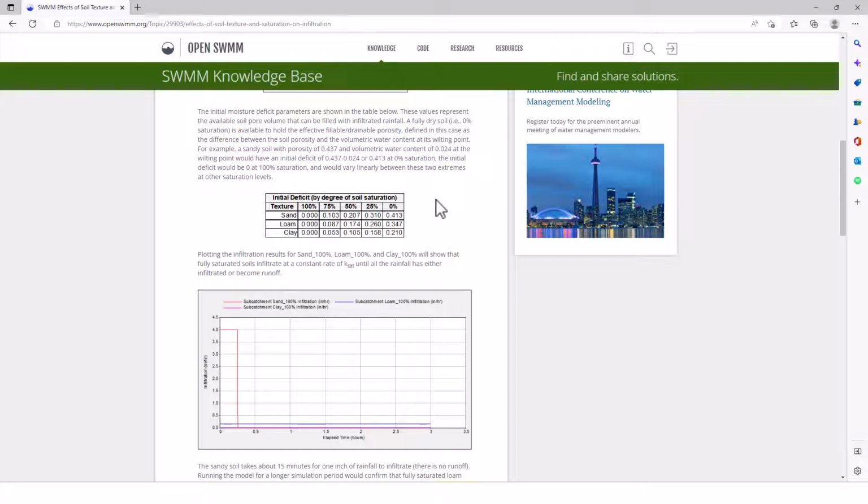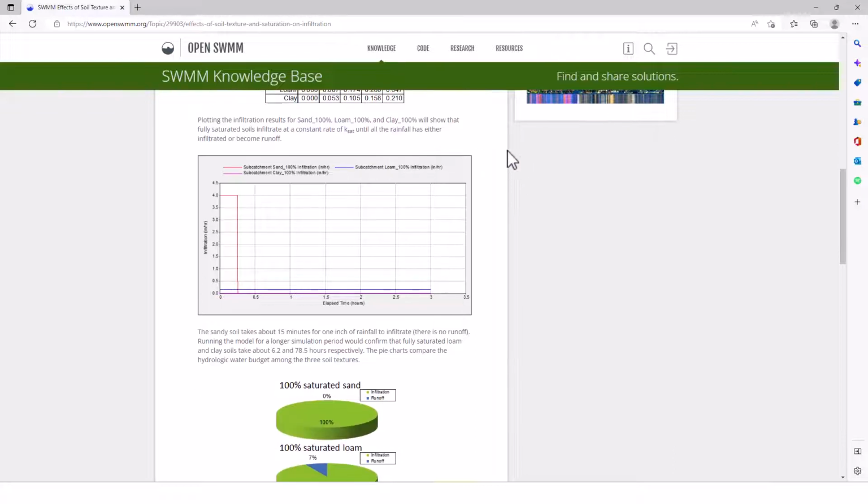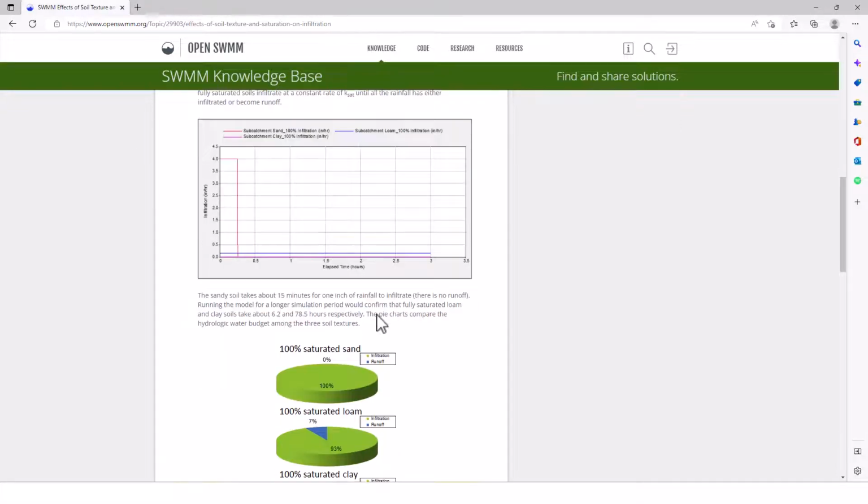The initial deficit would be 0 at 100% saturation and would vary linearly between these two extremes at other saturation levels. So we can see the initial deficit by degree of soil saturation with the texture going from 100% to 0, and then the sand, loam, and clay, and each of those ascending values. Applying the infiltration result for sand 100%, loam 100%, and clay at 100% will show that fully saturated soils infiltrate at a constant rate of KSAT until all the rainfall is either infiltrated or becomes runoff. We can see that by the graph here.